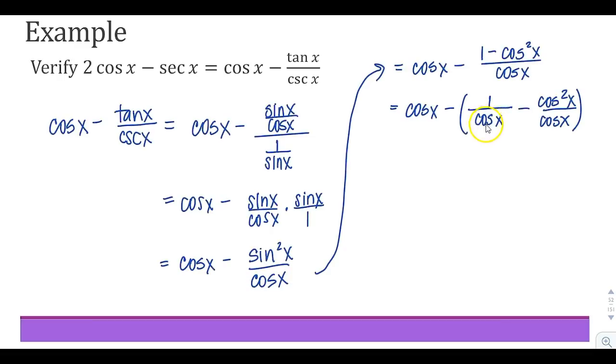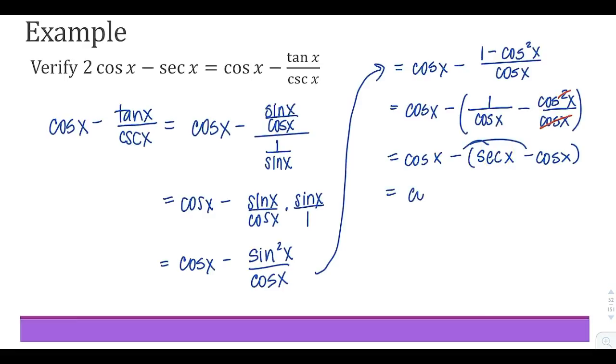Alright, so how does that help us? What do I have? I have cosine x minus, inside I have a secant x if I rewrite 1 over cosine. And then here, one of the copies of cosine will cancel, so I will have left just a single copy of cosine x. And now this negative is going to distribute to both terms here.